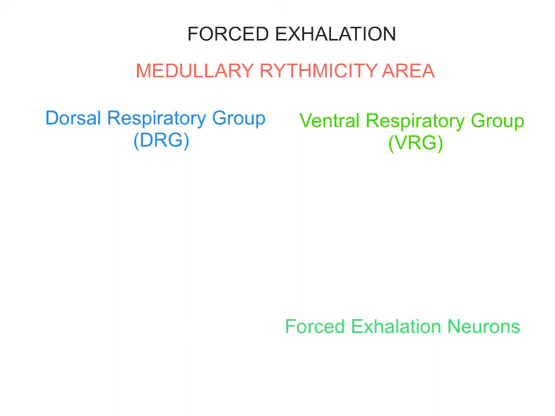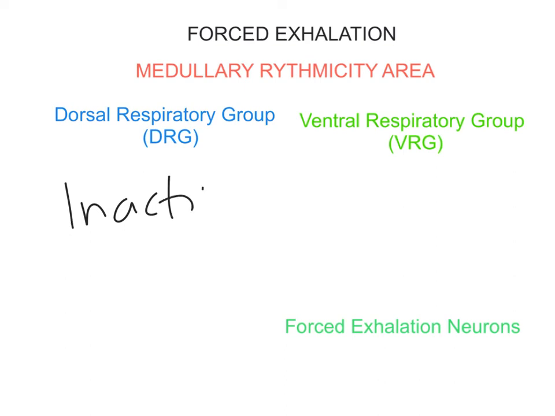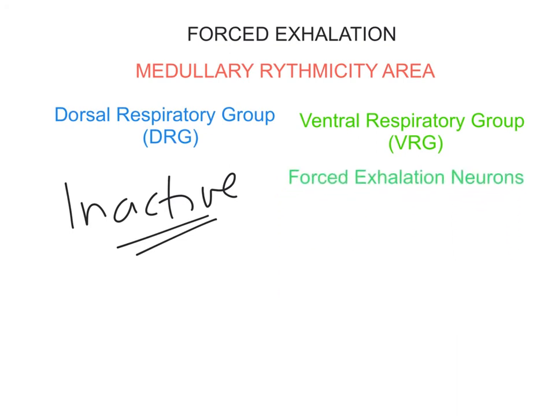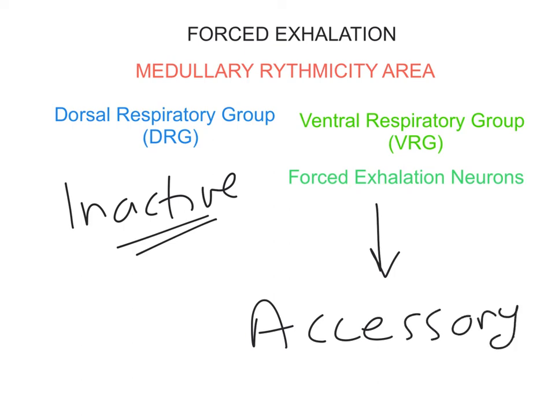Looking at forced exhalation, let's just go back for a second and talk about quiet or normal exhalation. Remembering that the dorsal respiratory group during that time was inactive, so it was not sending out any signals. So during forced exhalation, what's going to happen is the ventral respiratory group is going to trigger the forced exhalation neurons. These neurons are then going to trigger muscle contraction in the accessory muscles, remembering that those accessory muscles include the internal intercostals, the external and internal obliques, and the transverse and rectus abdominis.